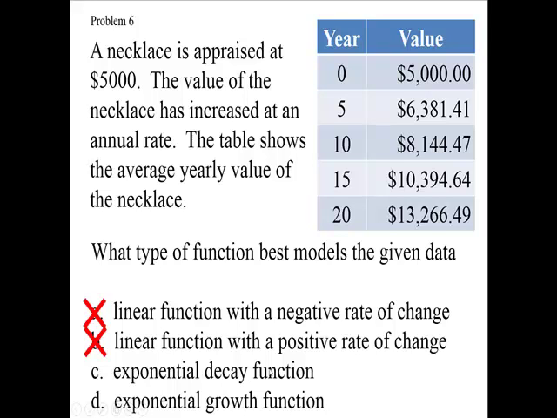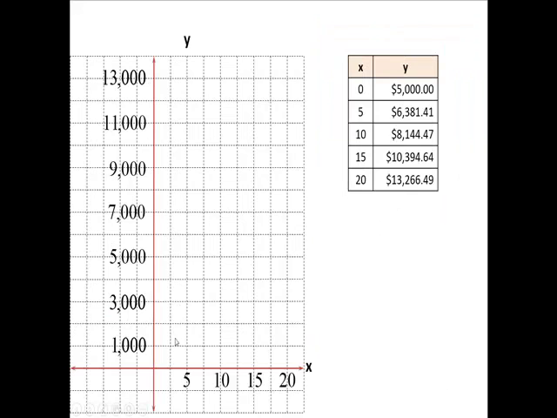Now decay means the value is going down. It's losing value. Well, we can clearly see that's not true. So our answer is going to be exponential growth. Let's graph these points here. Let's get a set of axes, and we'll graph 0, 5,000. Where's that going to be? 0 here, go up to 5,000. This is the point for this ordered pair.